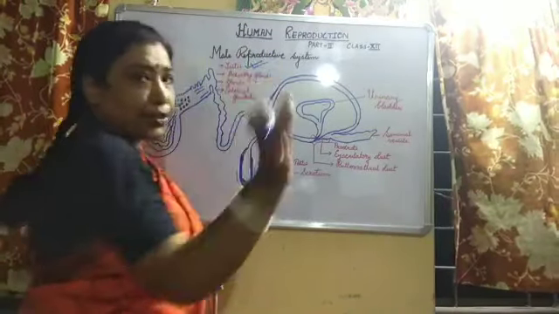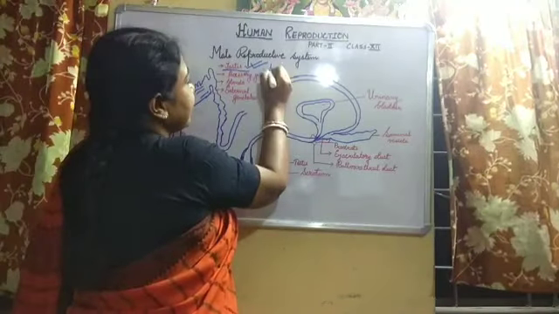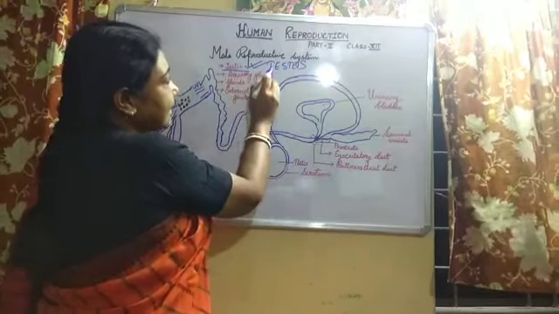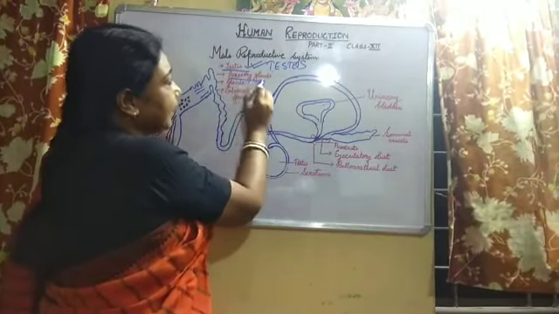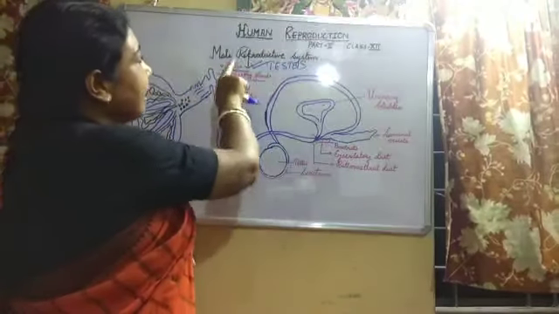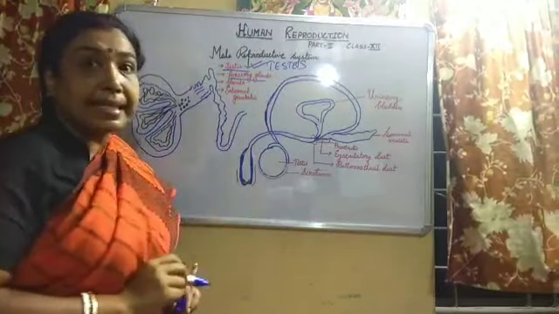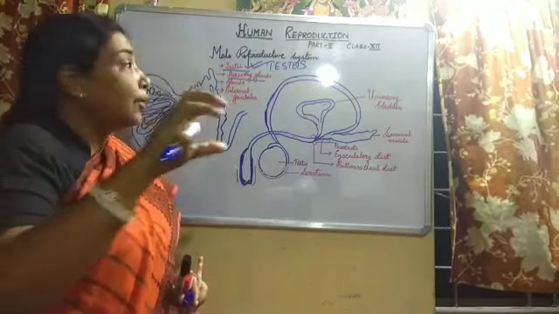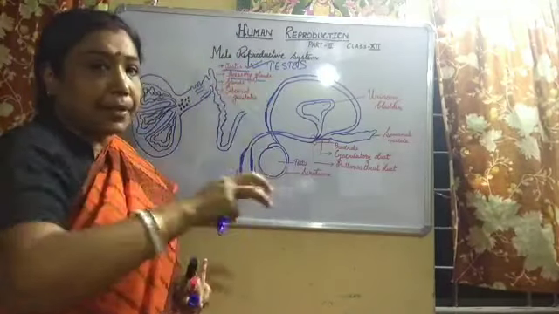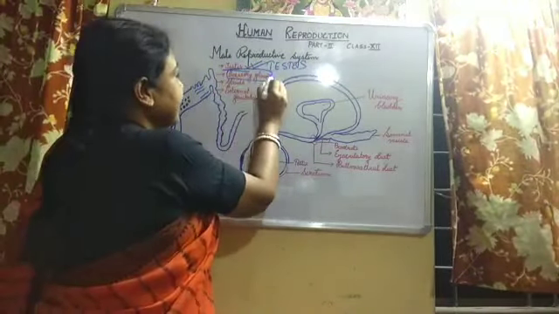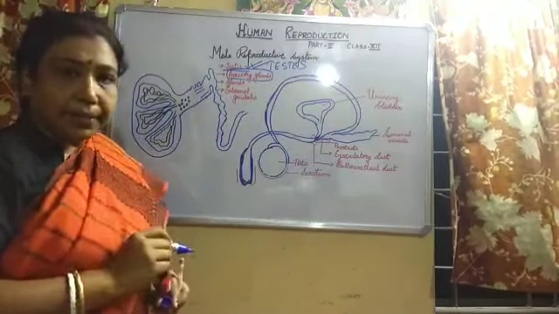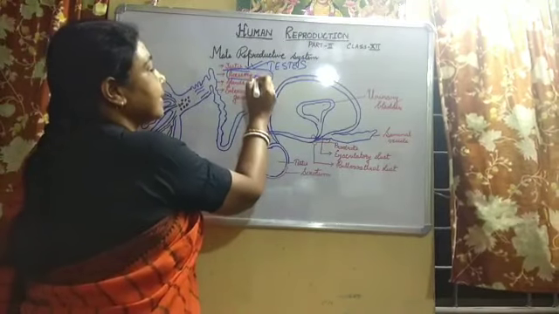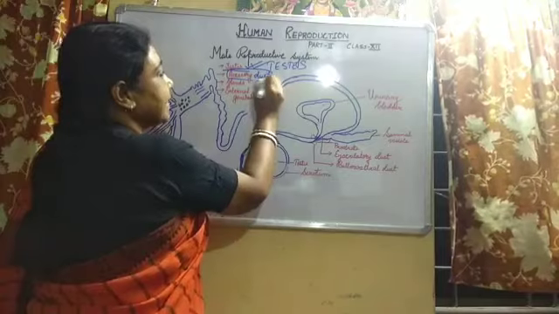These are the few things which you have to remember. First is the testis. Then another component to be taken into consideration in the male reproductive system is the accessory glands. Along with the testis, there are certain glands associated with the male reproductive system, and they are known as accessory glands. Is it clear? Now, this will be accessory ducts. It should be accessory ducts.